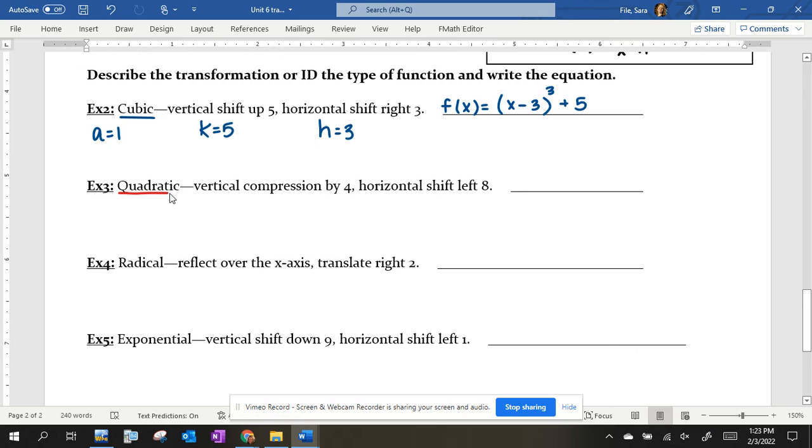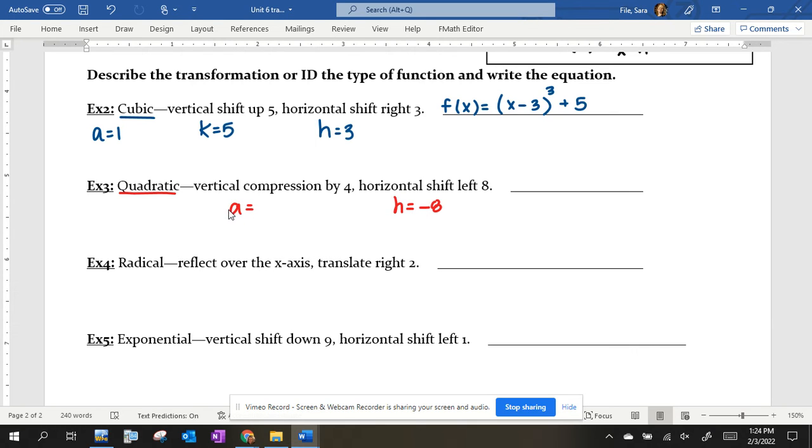All right, so we're going to deal with a quadratic this time with a vertical compression by 4 and a horizontal shift left 8. So horizontal shift to the left 8, so that's negative 8. When I plug that in the equation, it'll be plus 8, right? Because x minus negative 8 would become plus 8. What about this vertical compression by 4? How's that going to be represented? A, H, or K for a vertical compression? A. Okay, A is what's being multiplied.